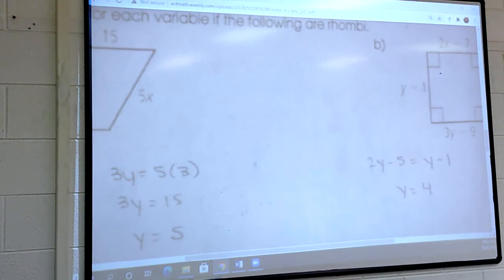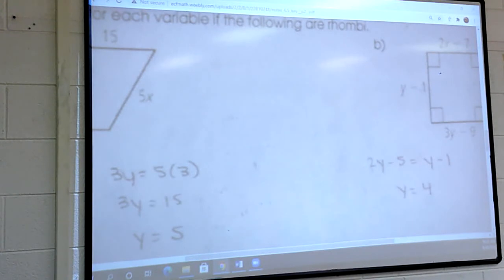So I subtract y, and I get 2y minus y. That's just 1y. I add 5, I get y equals 4. So if y equals 4, what is one of the sides? If you plug in 4 for y, what's the length of one of the sides?